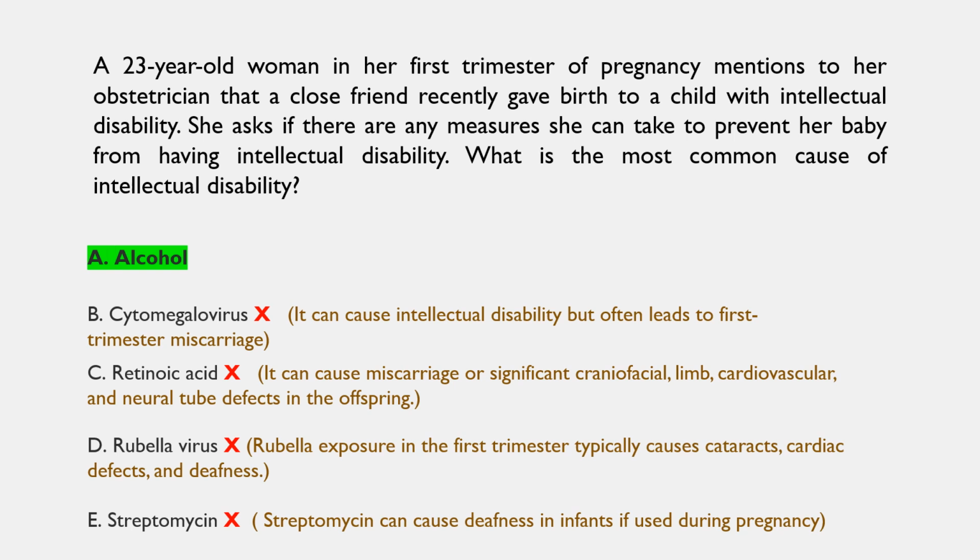D. Rubella virus is incorrect, as rubella exposure in the first trimester typically causes cataracts, cardiac defects, and deafness. E is incorrect, as streptomycin has been reported to cause deafness in the infants of mothers who were treated with antibiotics during pregnancy. This concludes today's set of questions.